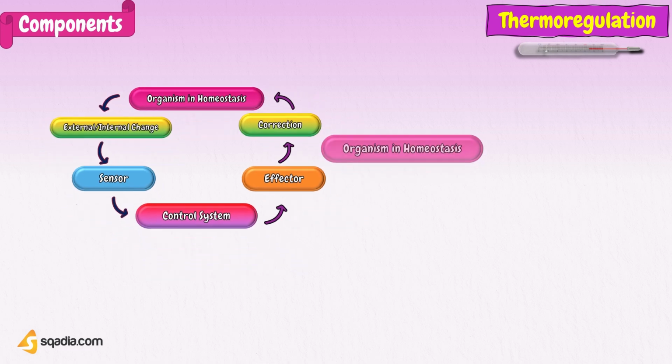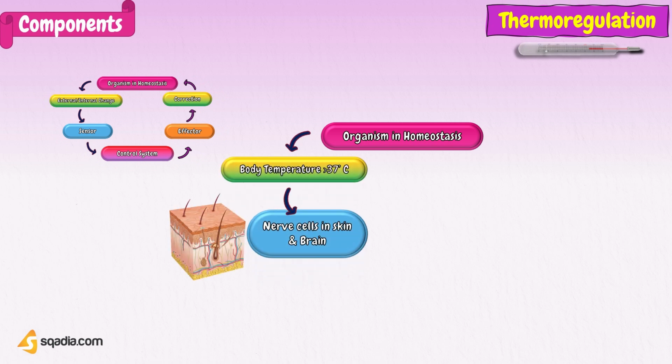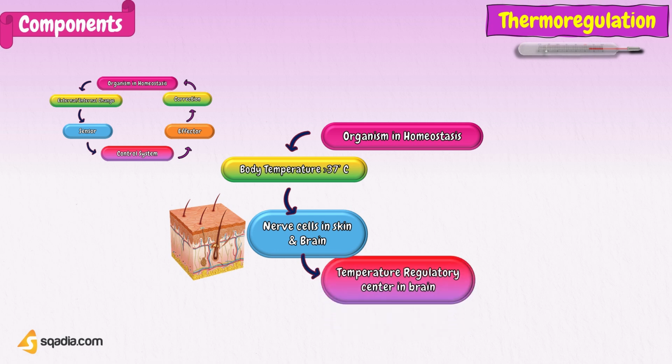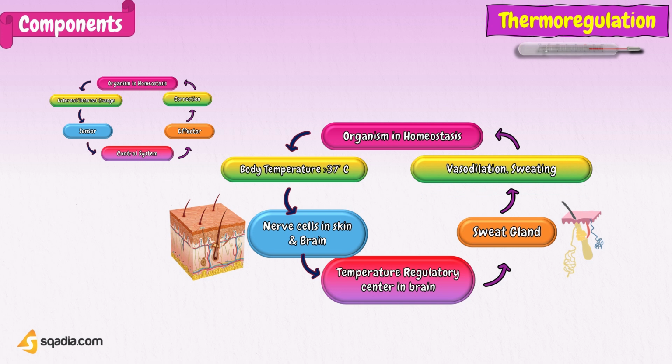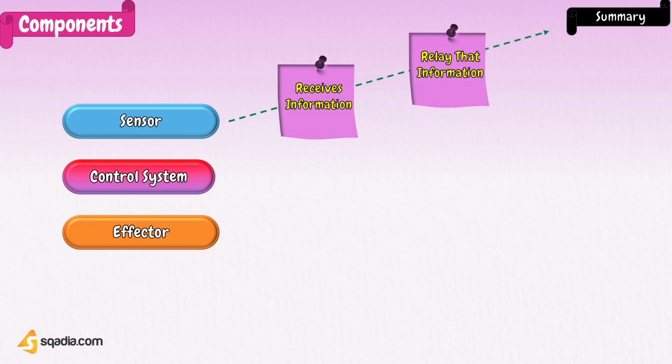If we take the example of thermoregulation, we have already discussed its importance in maintaining homeostasis. The components that play a role in it are as shown here. The stimulus is the rise in temperature. This information is received by the nerve cells in the skin and brain, which is then conveyed to the temperature regulatory center in the brain. From the brain, command signals are generated to the effectors, which in this case are the sweat glands. To correct the deviation from the optimal level of temperature, the sweat glands produce sweat and cause vasodilation to bring down the temperature.